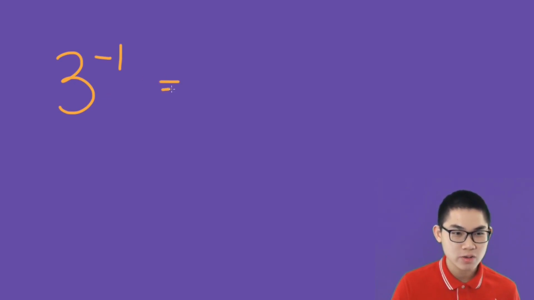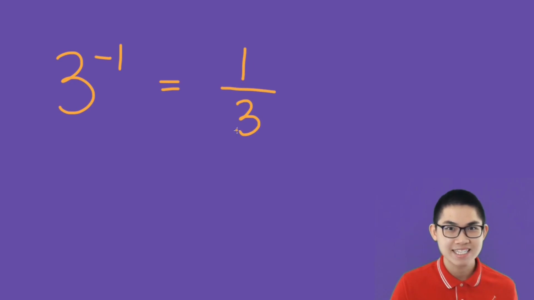What if the exponent is negative? So here we have 3 to the power of negative 1. It is very easy. So all you have to do is just flip it. So once you flip, you have 1 over 3. And that's basically it. What is 4 to the power of negative 1? Once you flip it, you will have 1 over 4.